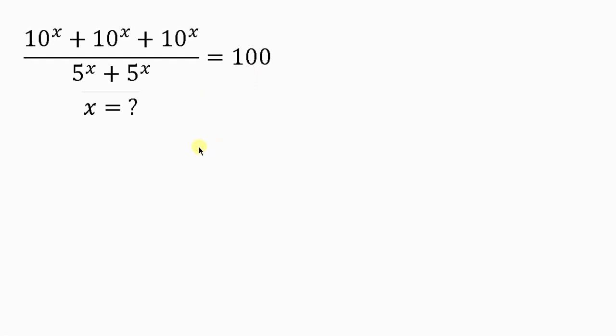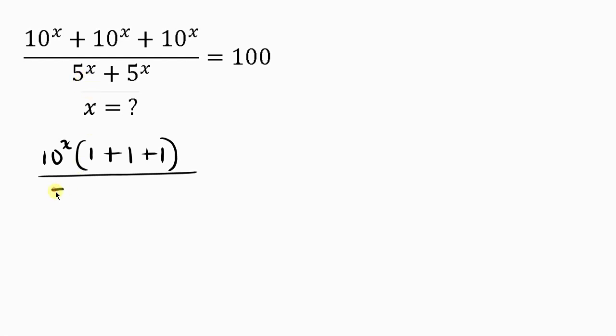Well, our first step will be for us to notice that on the numerator, 10 to the x is actually common. So we can factor out 10 to the x from the numerator. Now, 10 to the x divided by 10 to the x, we have 1, plus 10 to the x divided by 10 to the x, we have 1, plus 10 to the x divided by 10 to the x, we have 1, all over. Now, on the denominator, we actually see that 5 to the x is common.